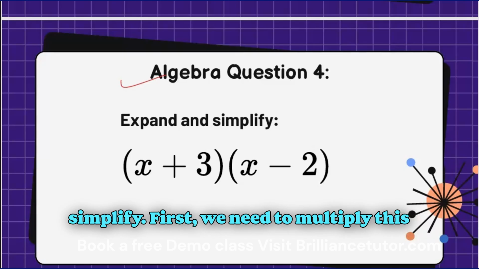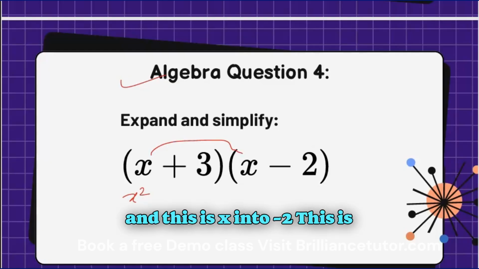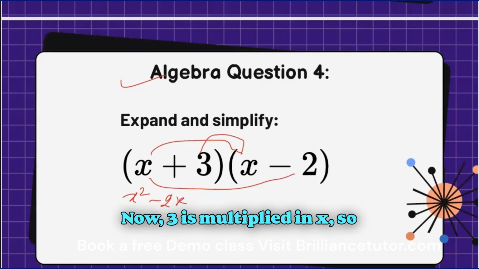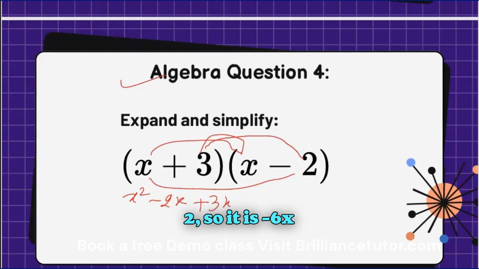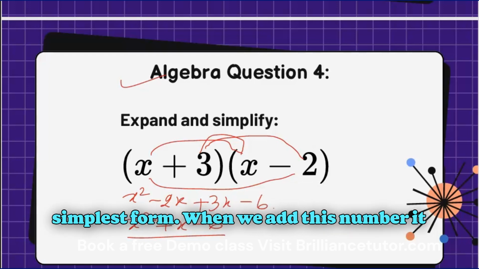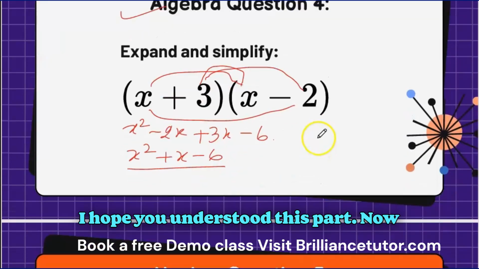First we need to multiply this part in this part, that is x square, and this is x into minus 2. This is multiplied here, so it's a minus 2x. Now 3 is multiplied in x, so plus 3x, and 3 is multiplied in 2, so it's a minus 6x. So we can write like plus x and minus 6. So this is the simplest form. When we add this number, it will be plus x, and this is a minus 6. I hope you understood this part.